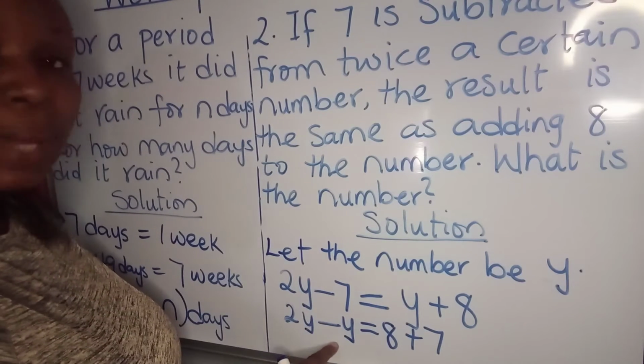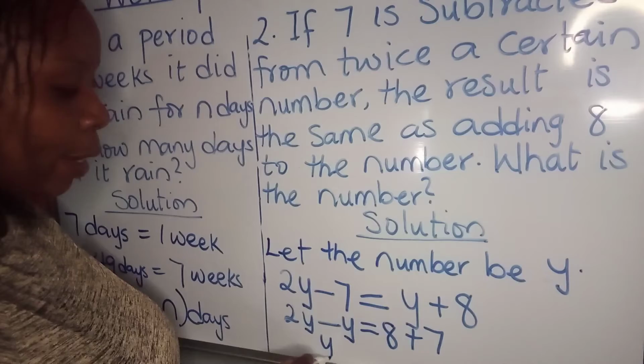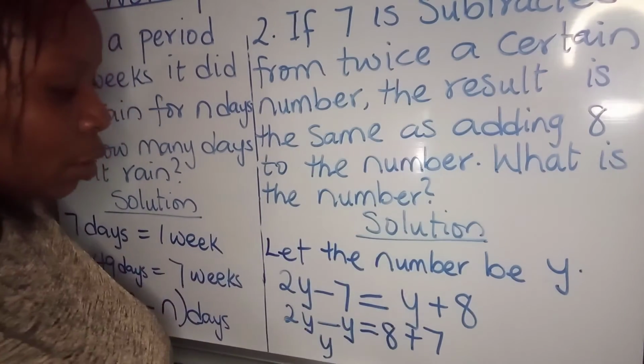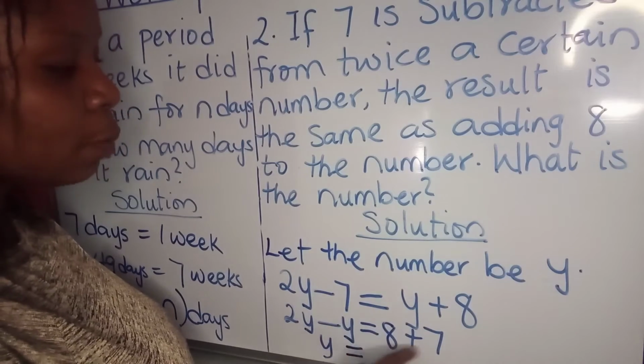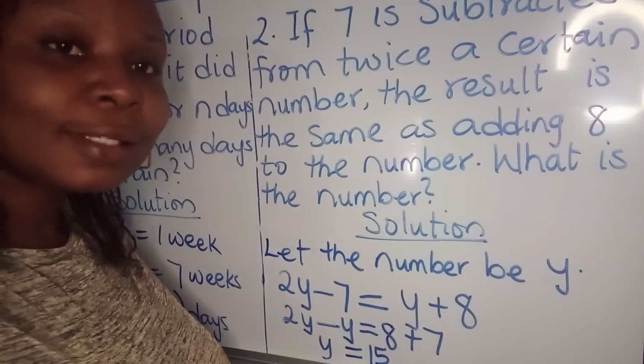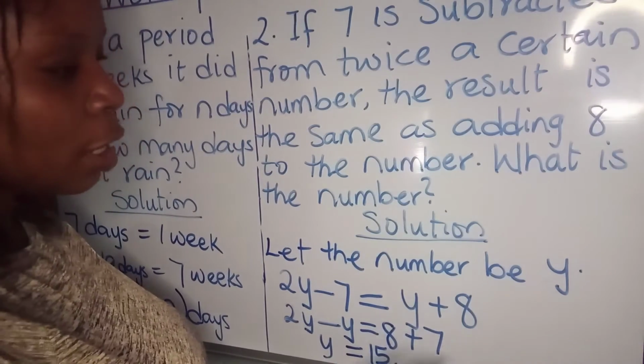2y minus y is just y. Just like you have y in two places, remove one, you have one left. So this is equal to 8 plus 7, which is 15. So that certain number is 15. Let's do a check.